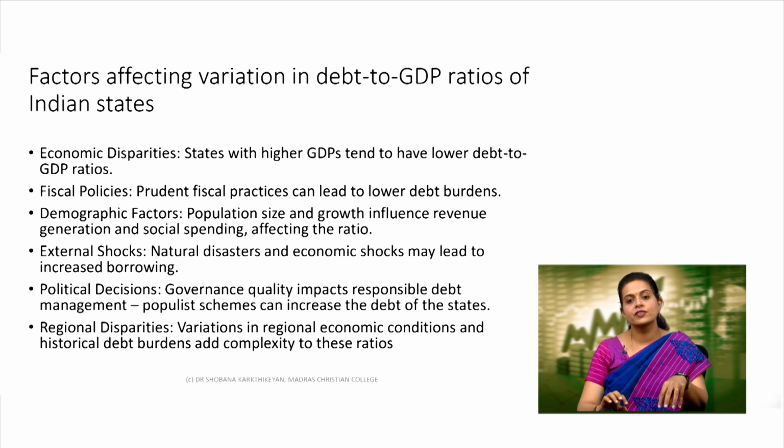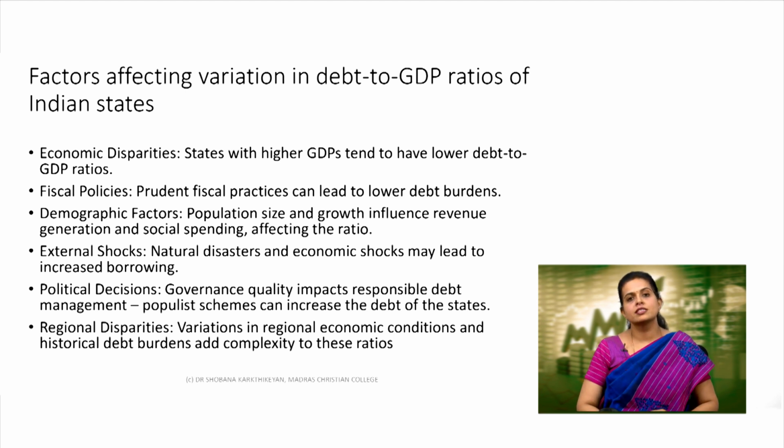The next one is about the fiscal policies. Prudent fiscal policies can have a huge bearing on how states can actually handle themselves and their debts. So if any state is going to go after freebies for appeasement or for anything, depending on the political climate of every state, the fiscal policy is going to be a huge impacting factor of the debt to GSDP ratio.